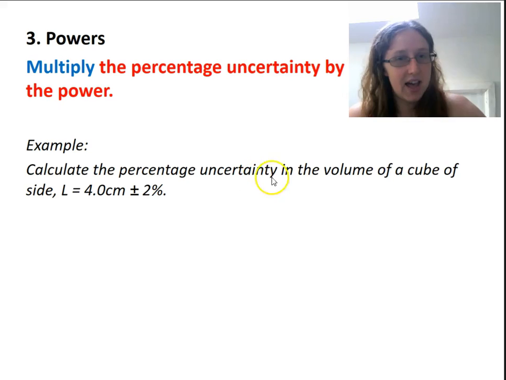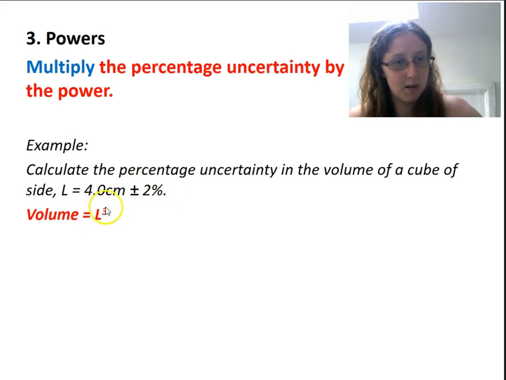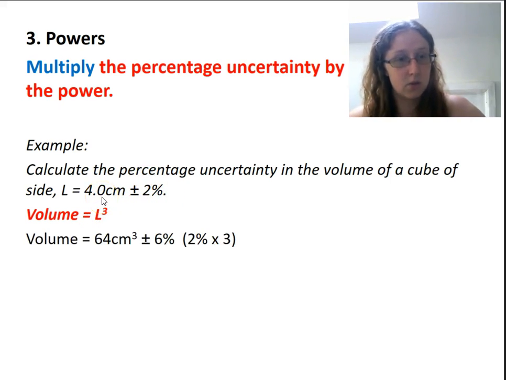If I've got the volume of a cube, and I measured the side to be 4 centimetres plus or minus 2%, well, to find the volume, I'm going to do the length of the side cubed, so I'm going to take the uncertainty and multiply it by 3, which will give me 6%. Okay? Right, we're nearly there, I promise.